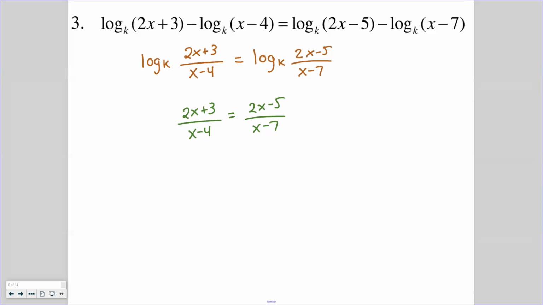Okay, I'm just going to cross multiply and solve for x. Got to FOIL everything. And then we're going to see what answers we've got.